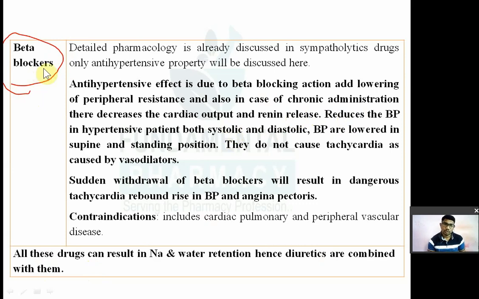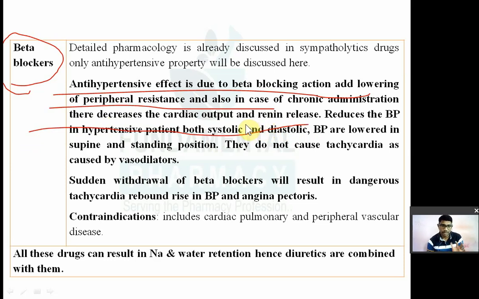Okay. The antihypertensive effect of these beta blockers is due to the blocking of beta receptor in the heart. They will block the beta receptor and that's why they will decrease the heart rate. They will decrease the force of contraction. So they will decrease the cardiac output as well as they will decrease the peripheral resistance. And also in case of chronic administration, they decrease the cardiac output and renin release. So renin release decrease करेगा, cardiac output decrease करेगा, peripheral resistance decrease करेगा.